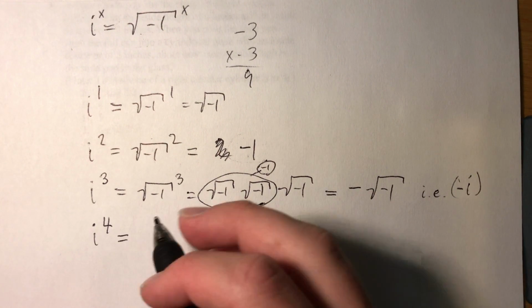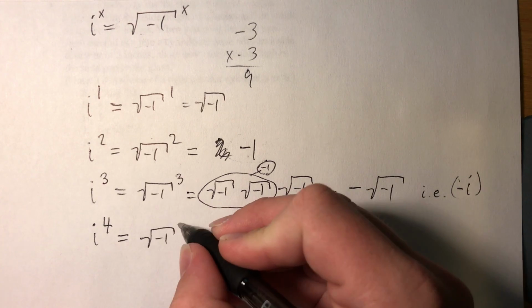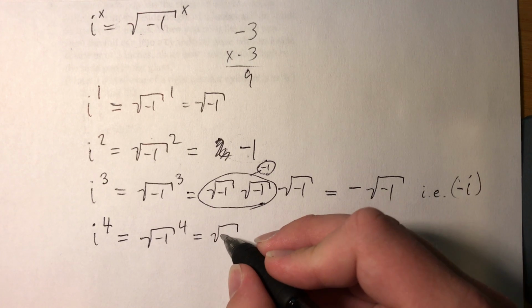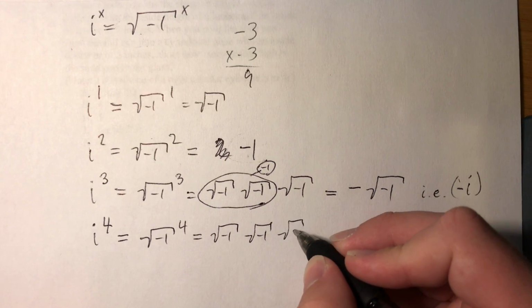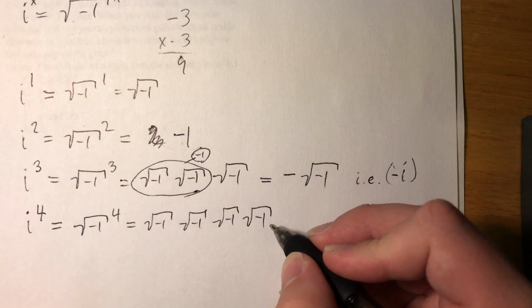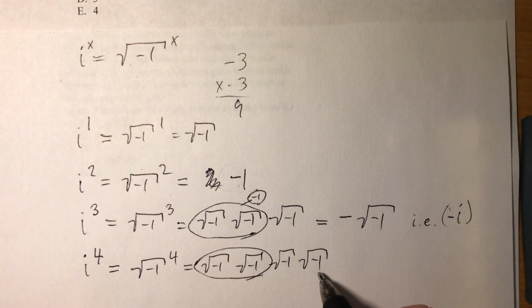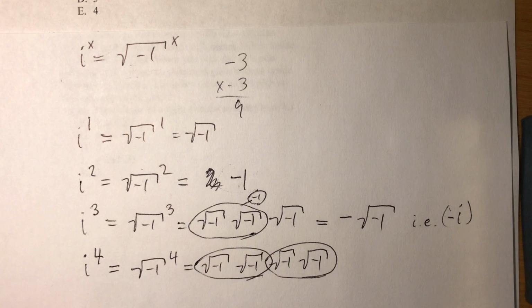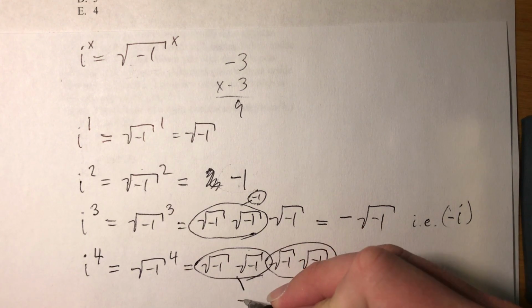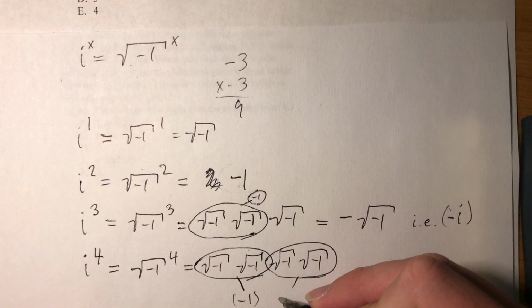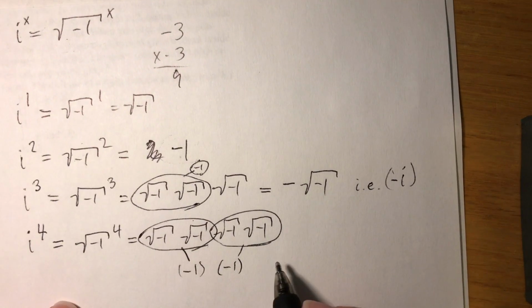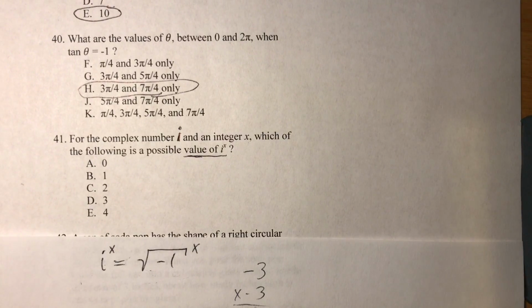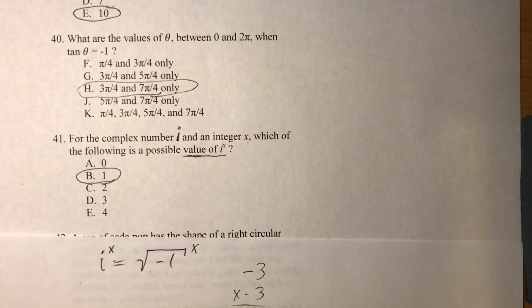i to the fourth power, the square root of -1 to the fourth power, equals the square root of -1 times the square root of -1 times the square root of -1 times the square root of -1. We know that the first pair equals -1 and the second pair equals -1, right? From previous examples. And so if we multiply those two, we get +1, which is one of our answer choices, B.